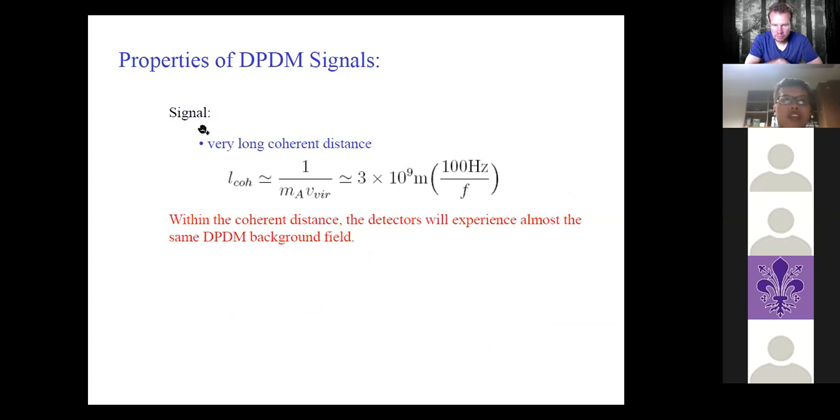And the third property of the dark photon dark matter signal is that it has a very long coherence distance. The coherence distance is proportional to the inverse of the momentum of dark photon. And for a 100 Hertz signal, the coherence distance is about 3 × 10⁹ meters, which is much larger than the radius of the Earth. That means within the coherence distance, the gravitational wave detectors on Earth will experience almost the same dark photon dark matter background field.